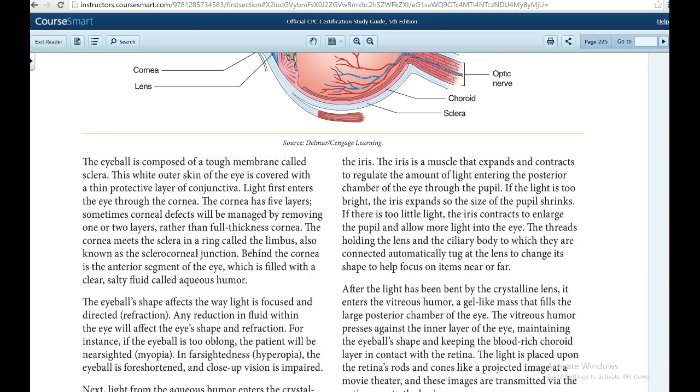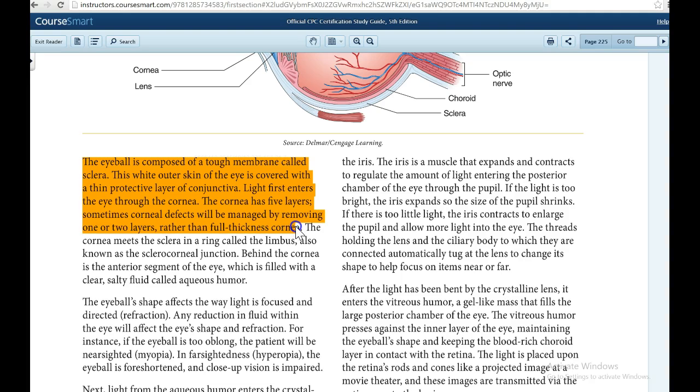Now, the highlights of this chapter that we want to go over: the eyeball is composed of a tough membrane called the sclera. This white outer skin of the eye is covered with a thin protective layer, the conjunctiva. Light first enters the eye through the cornea. The cornea has 5 layers. Sometimes corneal defects will be managed by removing 1 or 2 of those layers rather than the full thickness cornea.